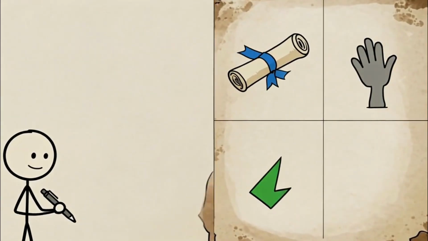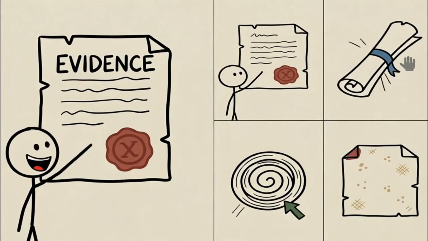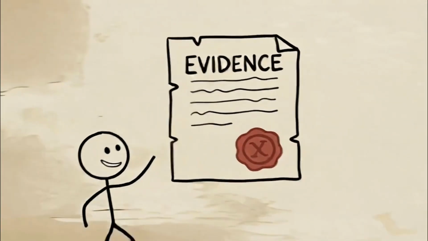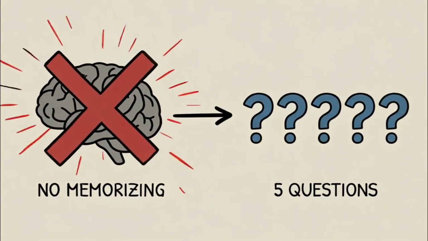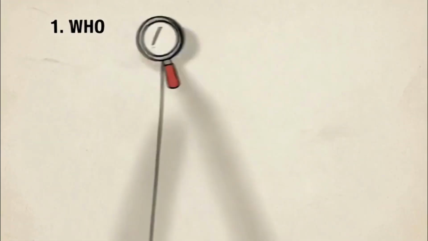Suddenly, the document isn't confusing anymore. It's evidence. And that's the secret. Analyzing a historical source isn't about memorizing facts. It's about asking questions. 5 questions.